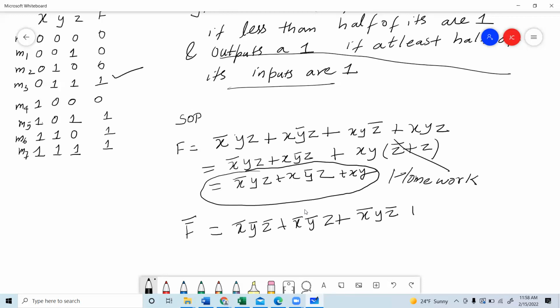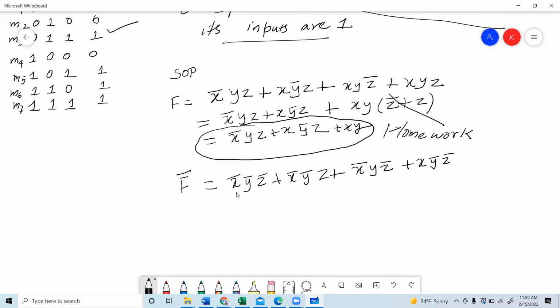If there are any mistakes, please point them out. These are the min terms for which the output is 0, so this is f complement. There are 4 terms, 1, 2, 3, 4, which means there are 4 combinations of input for which the output is 0. Is that right? Now this is again not in product of sums form.